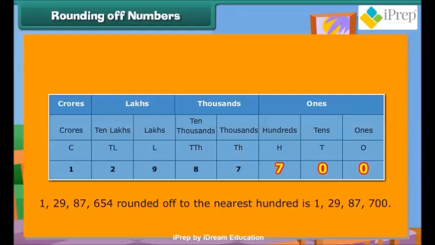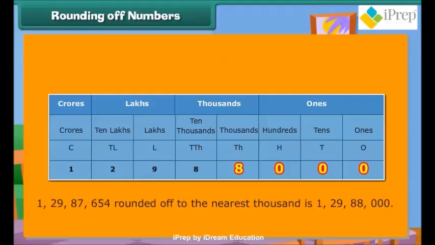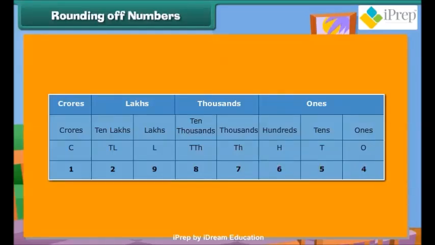We now round off 129,87,654 to the nearest 1000. Take a look at the digit at the hundreds place. It is 6. 6 is greater than 5. We replace it and the digits following it with 0. We increase the digit at thousands place by 1. 129,87,654 rounded off to the nearest 1000 is 129,88,000.